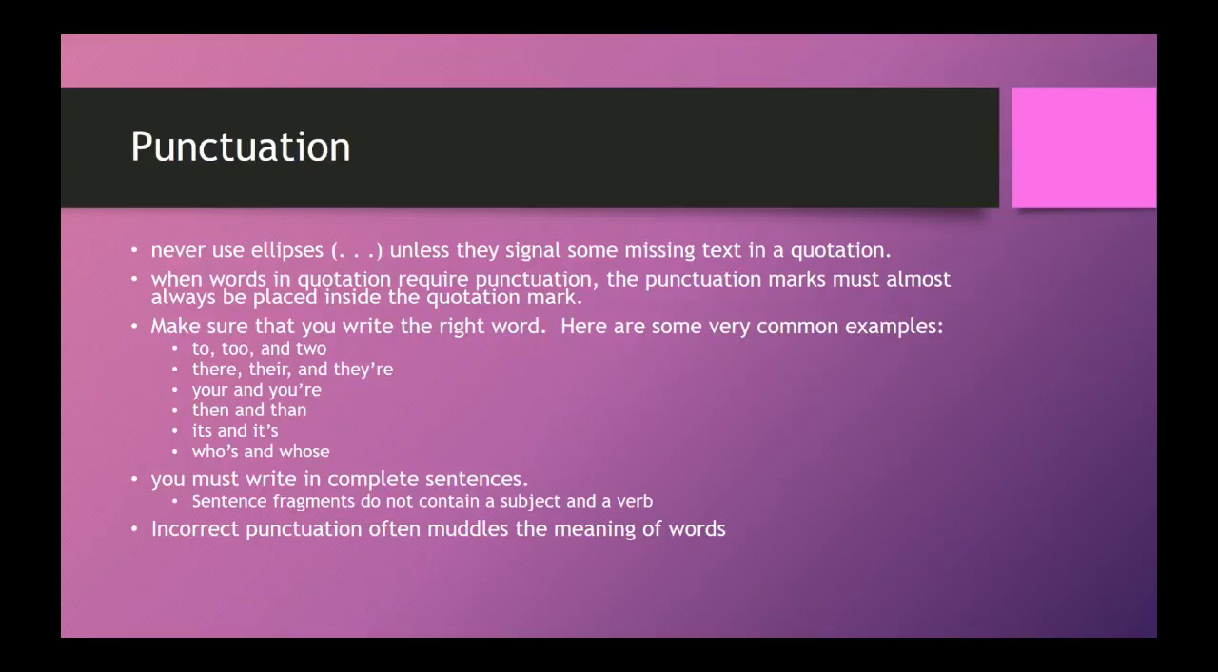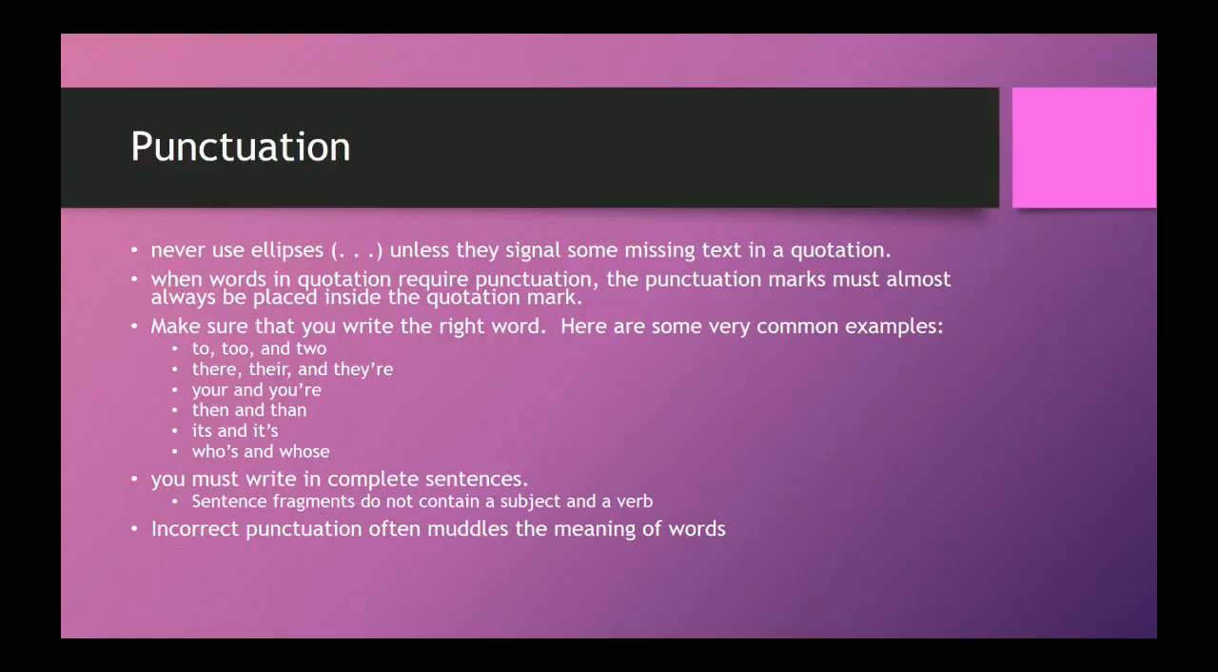Now, this is one I see all the time. Then and than. "Then," again, is sequential. It's temporal. It's about time. It's about this happened, then that happened, then this happened. "Than" is a comparison. This is bigger than that. So one has to do with sequence or time, and the other one has to do with comparison.